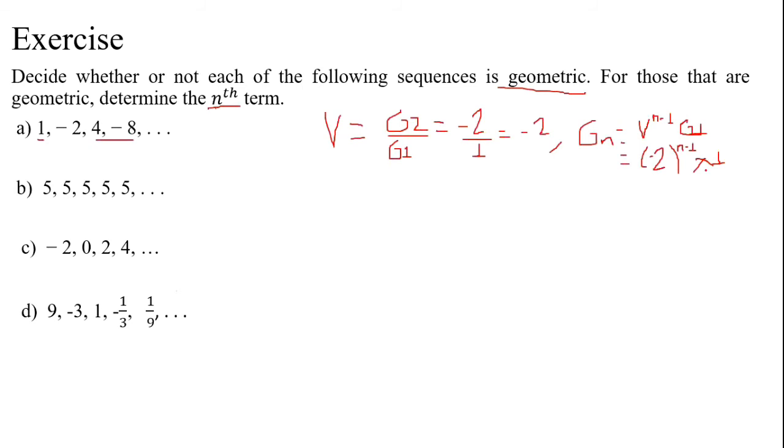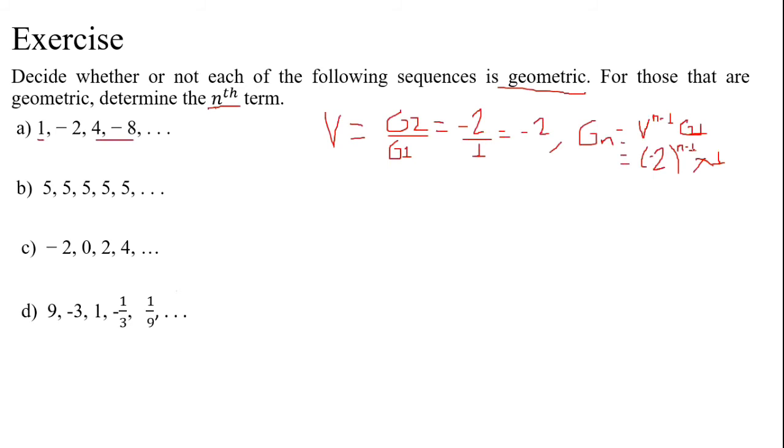So if we put 1 here, 1 minus 1 is 0. Any number or any variable to the power of 0 is 1. So as you see, 1 here. And also, if we substitute the value of n as 2, 2 minus 1 is 1, and to the power of 1, it is -2.